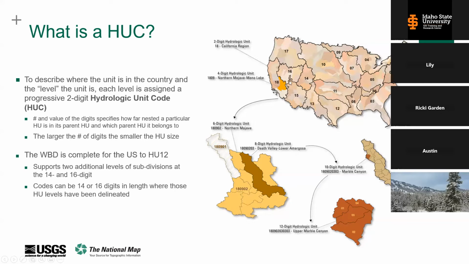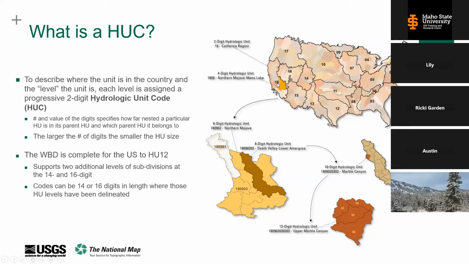So using this graphic as an example, I want everyone to take a look at region 18, our 2-digit hydrologic unit 18. Now, region 18 is a little bit of a unique scenario, right? Because it's our California region. Coincidentally, it looks like the boundary of California, but you can see that across the nation, the rest of the delineations do not look like state boundaries themselves. This is just kind of a unique scenario based on the topography here.